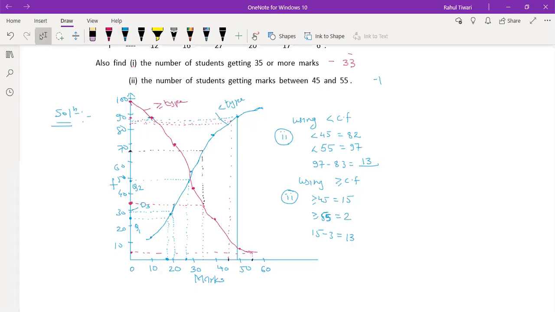Okay, so we had a little doubt about this in the last class. I hope now it is clear. Any question related to this one? Any question related to these graphs?